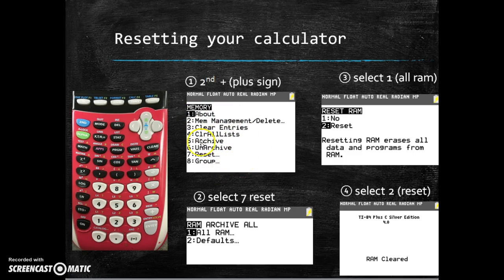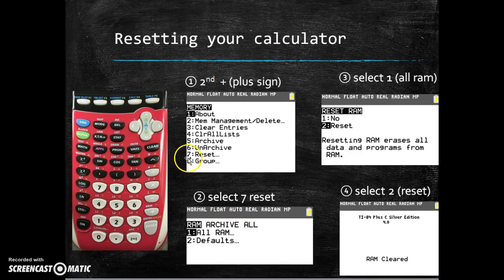Now you have some options here, and remember, here's our goal, resetting. So you're going to hit number 7 at this point. You don't have to scroll down and press enter, you can just hit the number 7. And then something like this should pop up. We want to reset not just to defaults. You can do defaults if it's just a minor thing and you want to just get back to factory settings, but if you just want to start brand new, or if there's a weird glitch in your calculator, this will help you make everything okay.